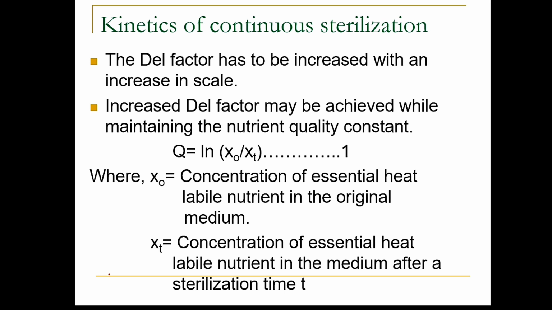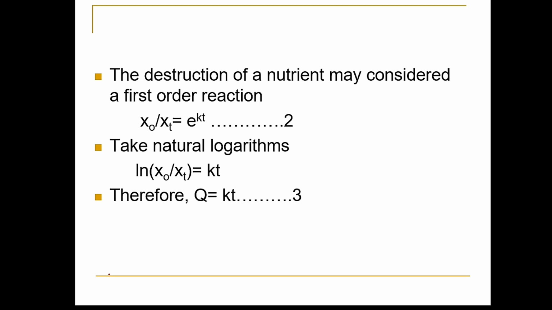So kinetics of continuous sterilization. The del factor has to be increased with an increase in scale. Increased del factor may be achieved while maintaining the nutrient quality constant. So Q is equal to ln x0 upon xt, is the first equation. x0 is the concentration of essential heat labile nutrient in the original medium, and xt is after the sterilization period. The destruction of nutrient may be considered as a first order reaction, and if we take a natural logarithm, it gives ln x0 upon xt is equal to kt.